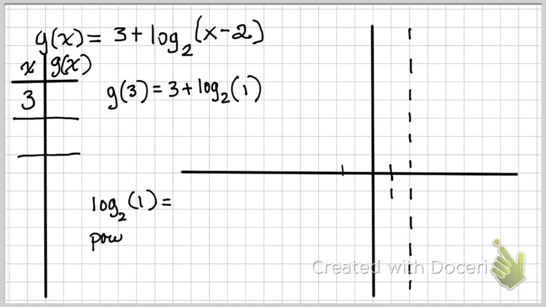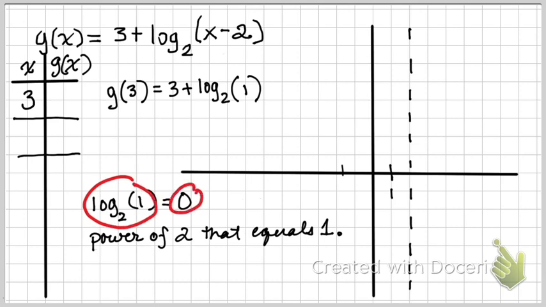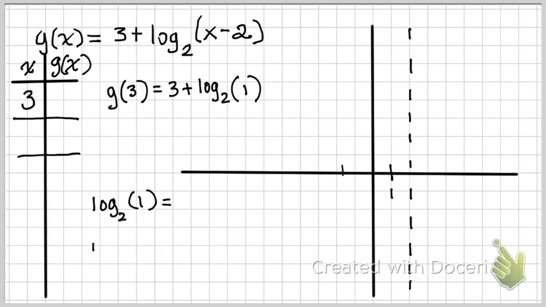2 to what power is equal to 1? Hopefully you can find your way to 0 on that. 2 to the 0 is equal to 1. So log base 2 of 1 is equal to 0. You see how that's a convenient value if I can set myself up so that I'm looking for the log of 1. So that's going to be 3 plus 0, which is 3. And that's one convenient point.